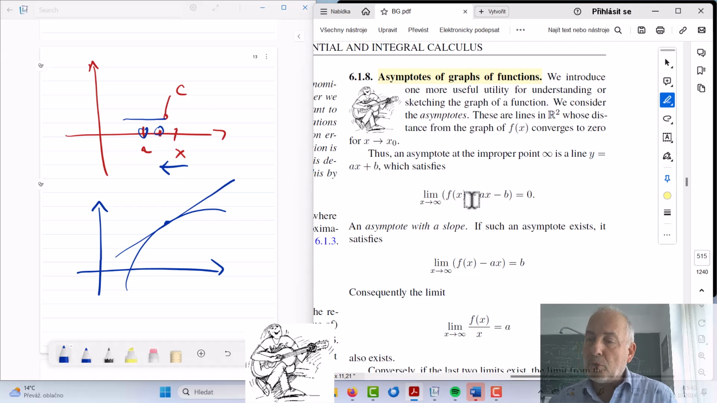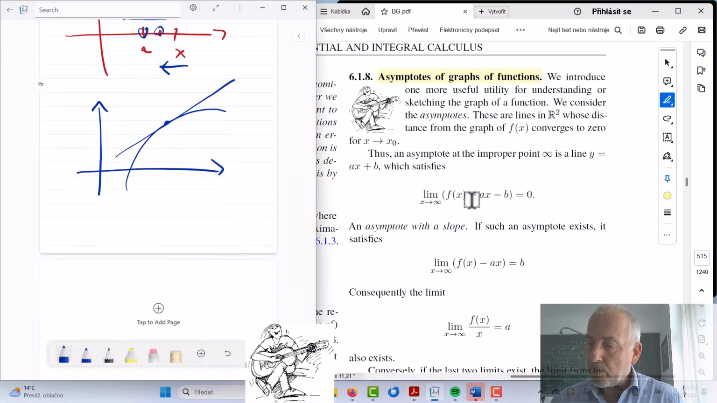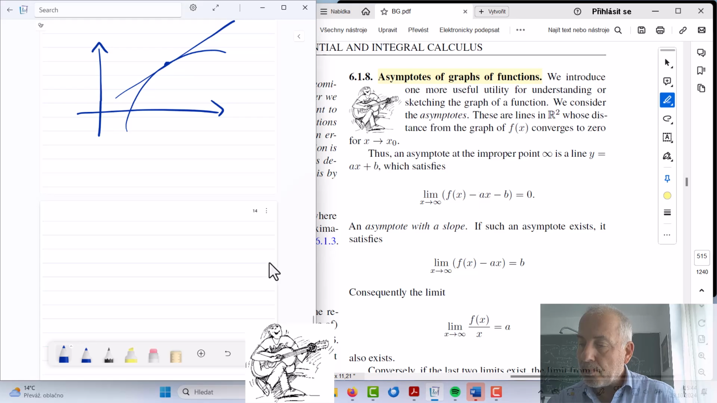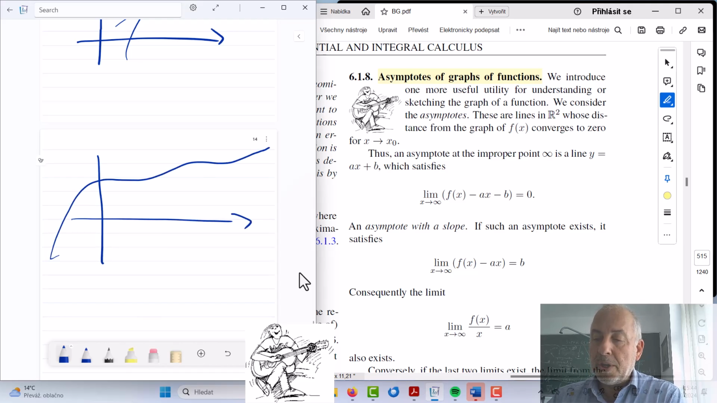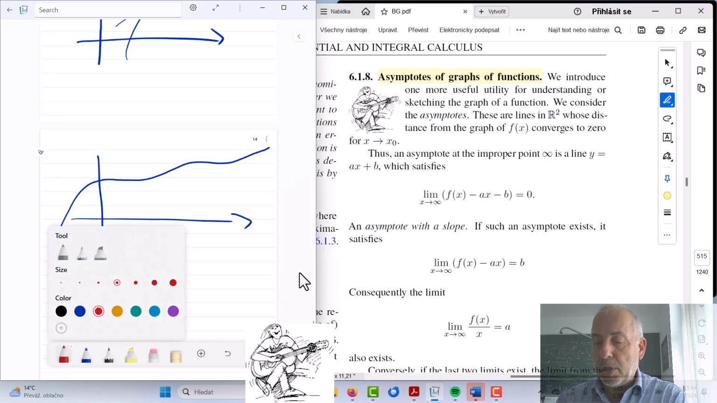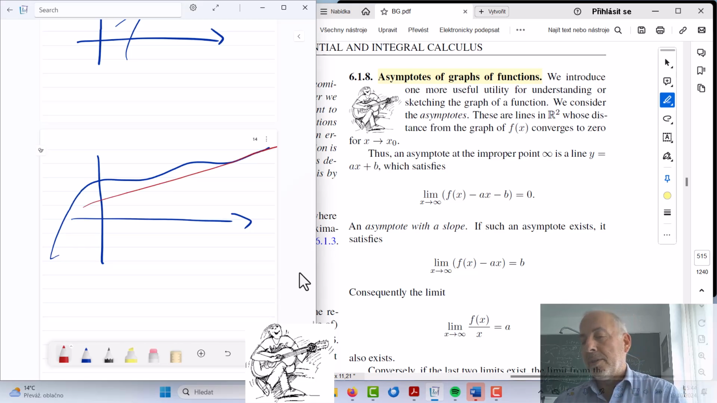So there are two types of asymptotes. One of them is an asymptote with an improper point, so it's at infinity, and that would be an asymptote where you simply have something like a function, right? Imagine that the function, when growing to infinity, would be more and more close to the line. It could oscillate above and below, but going to infinity, it would behave roughly as the line. And then we say that it has the asymptote, which is given by the line.